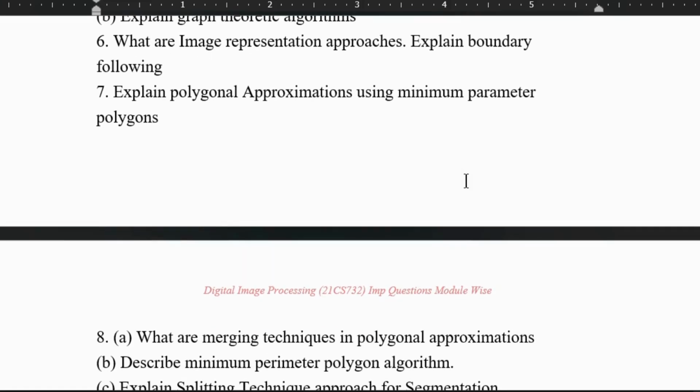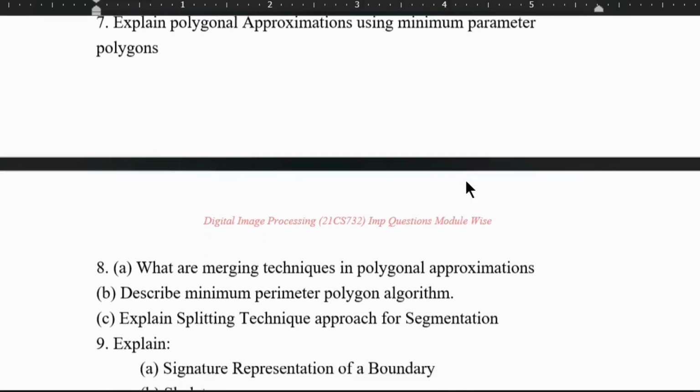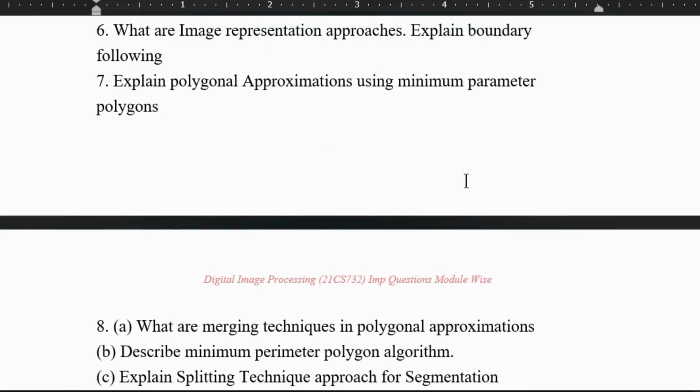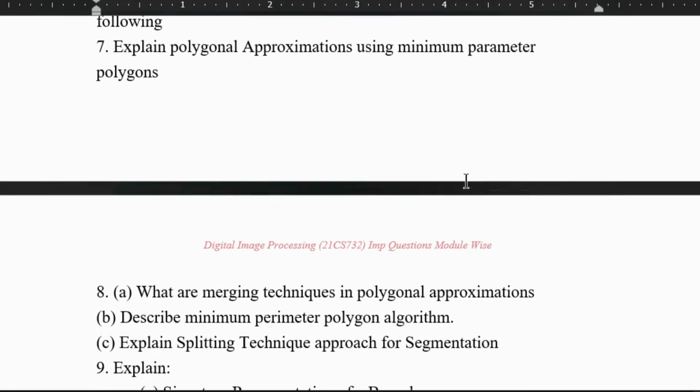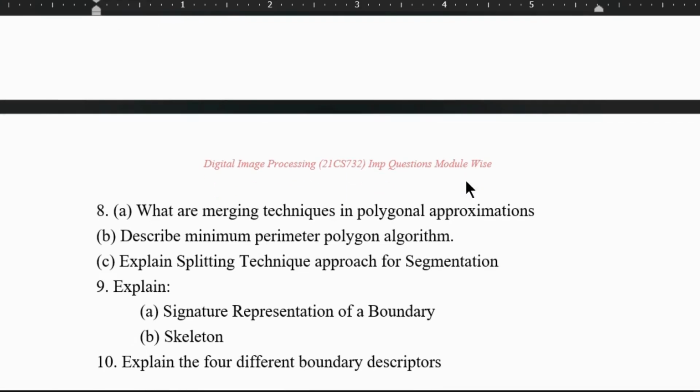Explain polygonal approximation with minimum perimeter polygons. So the 9th and 8th are basically not there in the textbook as such, but they appeared in one of the internal question papers. If possible, I'll upload a few of the answers in the drive link. You can go and check. You can go and study from them only.